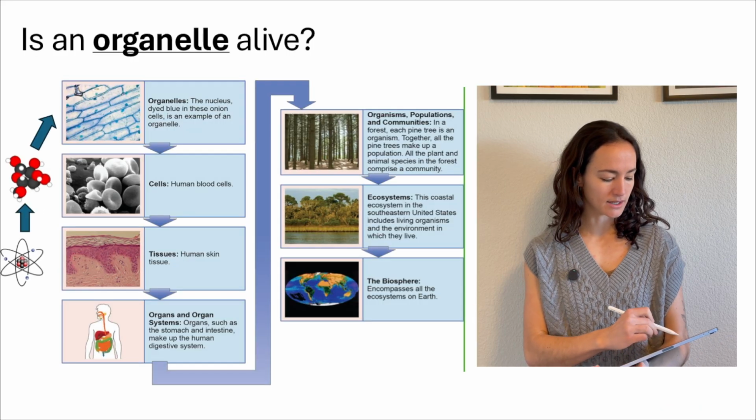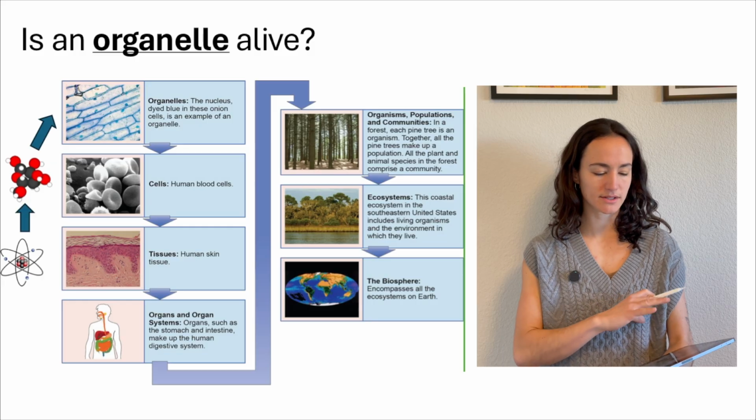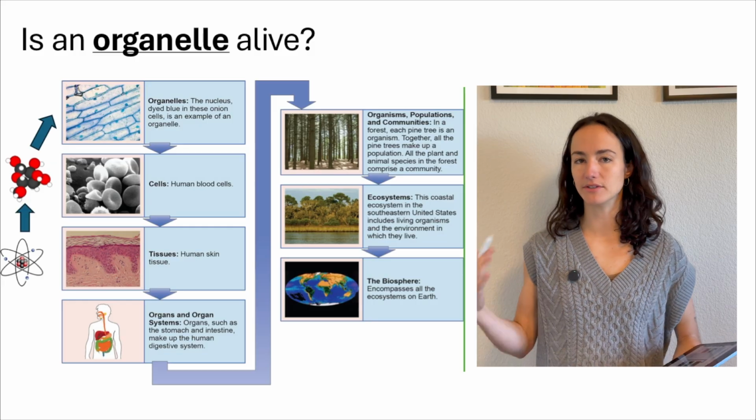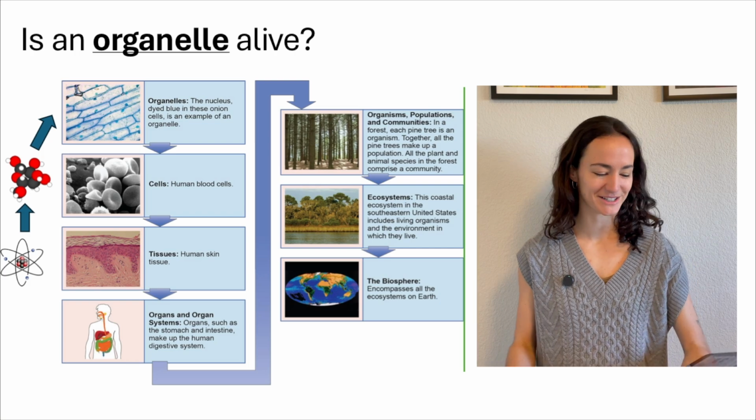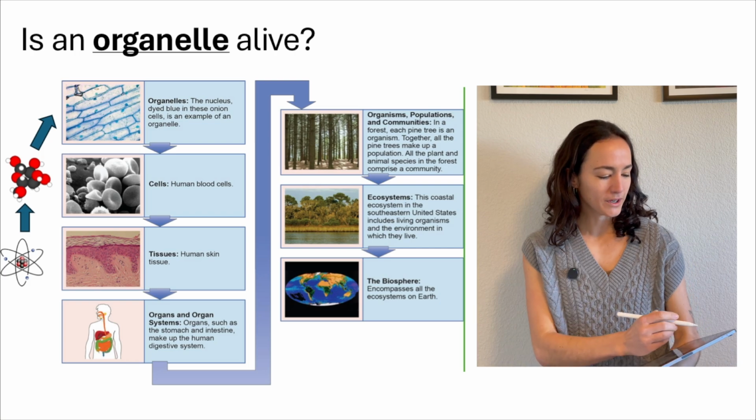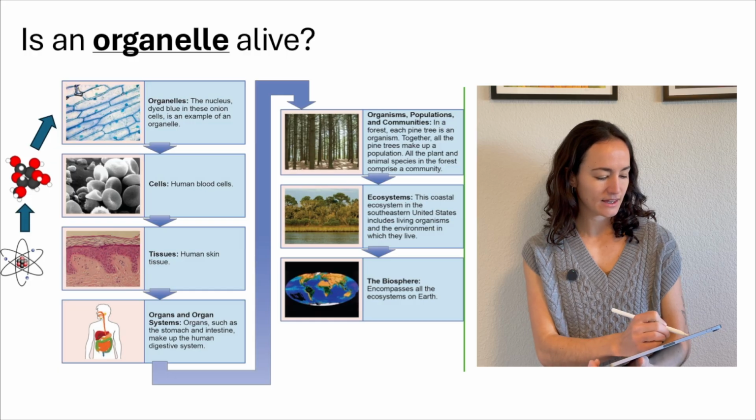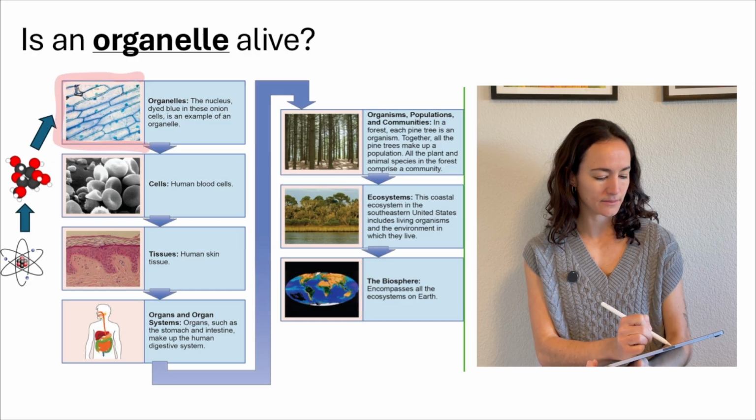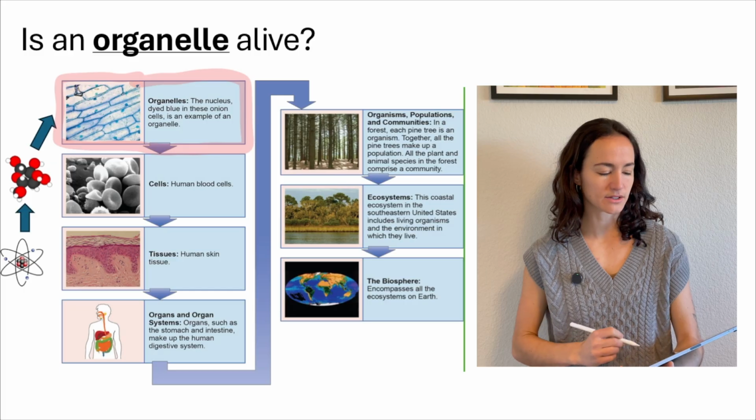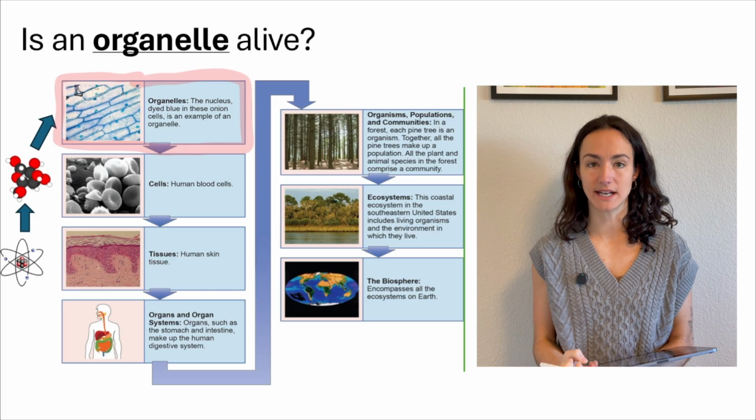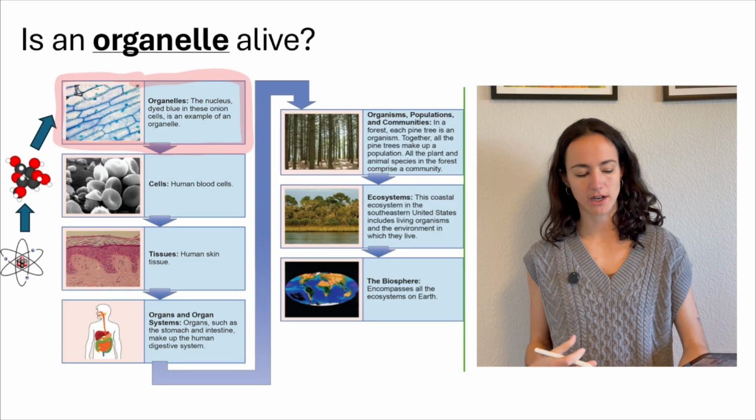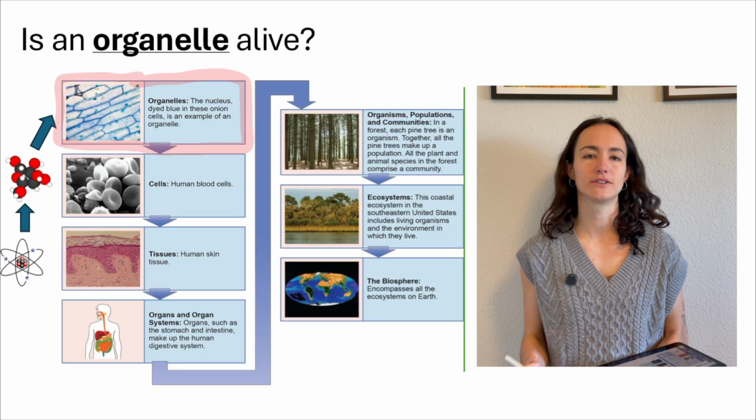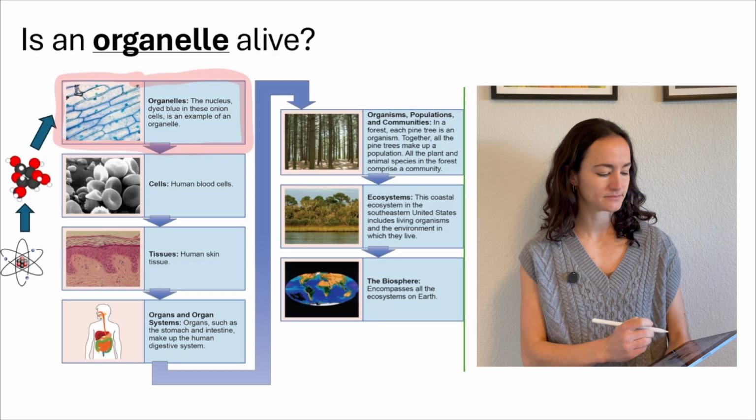Let's try to apply that to what we've learned so far. So here's our schematic of the different levels of life in biology, or I should say different levels of structure in biology. Organelle is right here. Organelles are things like the nucleus, which holds DNA inside of a cell, or a ribosome, or the mitochondria. Is an organelle alive? So pause and think about it.